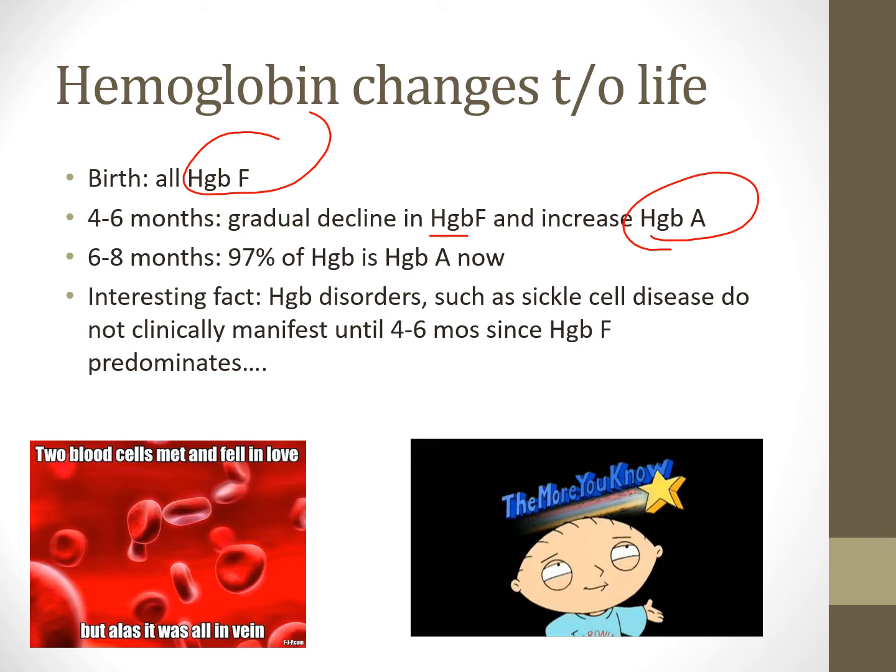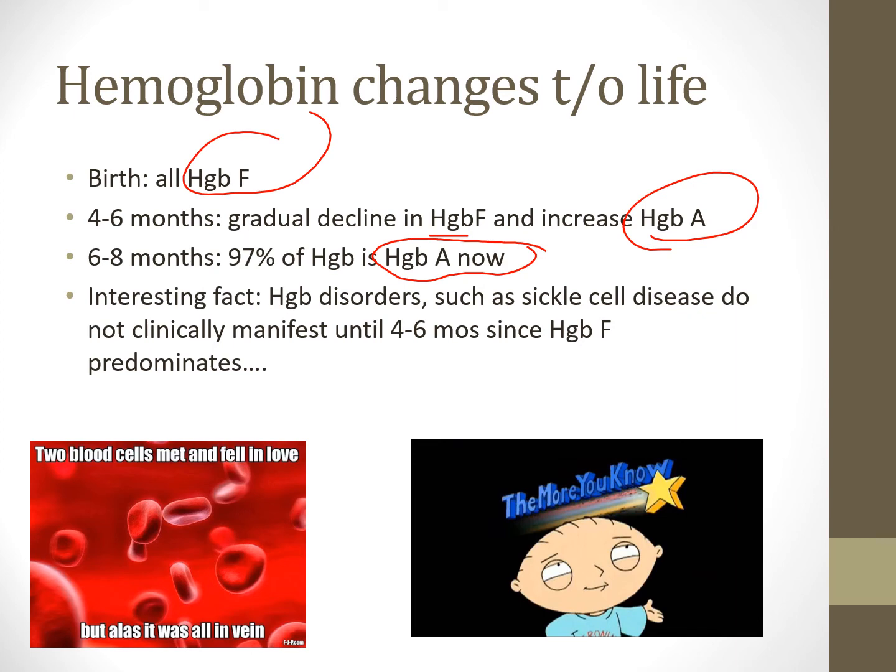So around 6 to 8 months of age, it should be almost completely, not 100%, but almost completely adult hemoglobin, right? Alpha and beta instead of alpha and gamma, right? So that's what we're looking at here.